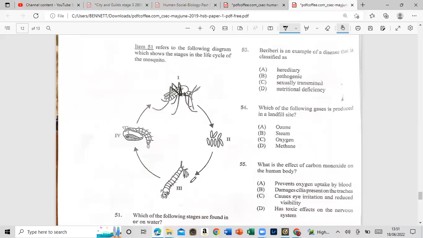Item 51, refer to the following diagram, which shows the life cycle of a mosquito. Which of the following stages are found in or on water?